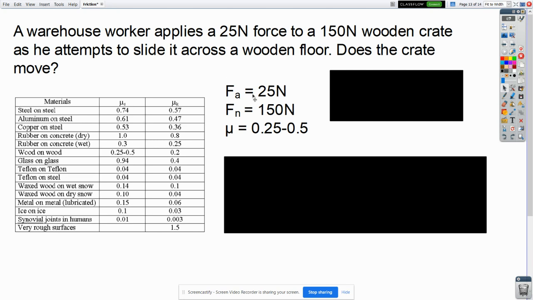This is what I'm starting with. This is Fa. It's a 25 Newton force. That's the applied force. 150 Newton wooden crate. That's the weight of the wooden crate.